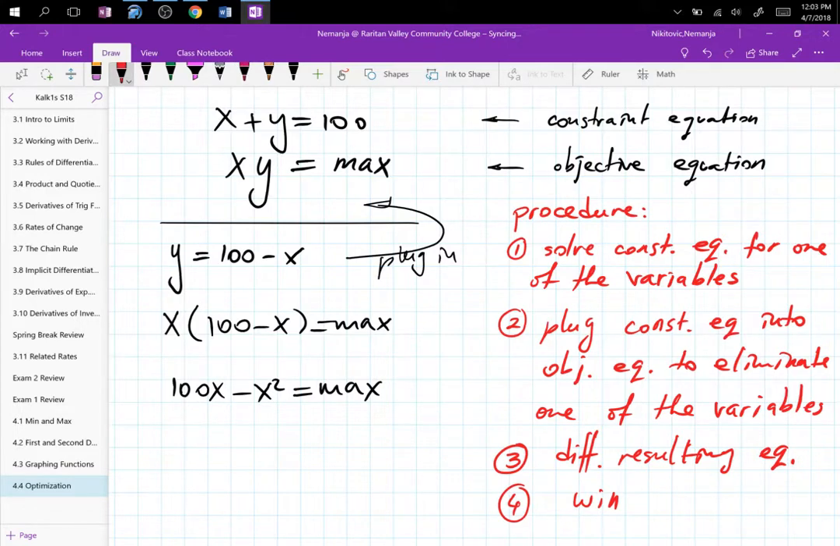Now step number three says differentiate. Great. d dx. Yeah, you know how to differentiate this. What's the derivative of 100x? 100. What's the derivative of x squared? 2x. What's the derivative of a maximum?